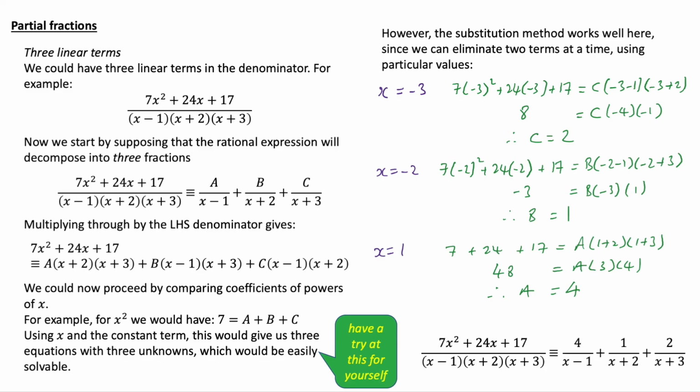So that means that our partial fractions for this, 7x squared plus 24x plus 17 over (x minus 1)(x plus 2)(x plus 3), is 4 over x minus 1 plus 1 over x plus 2 plus 2 over x plus 3.